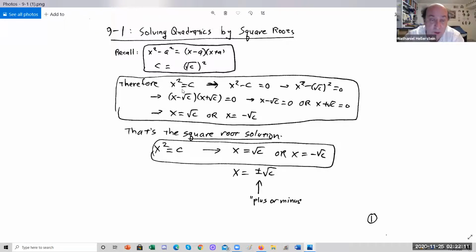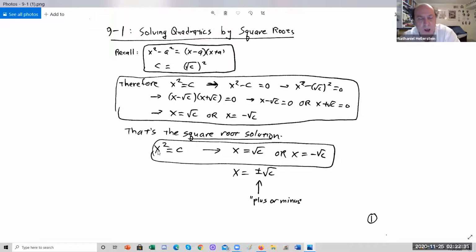So to solve x squared equals c, we get x squared minus c is 0. So x squared minus root c squared is 0. This factors into x minus root c times x plus root c equals 0. So one of these two factors is 0. Either x minus root c is 0, so x equals root c, or x plus root c is 0, so x equals minus root c. These are the two solutions.